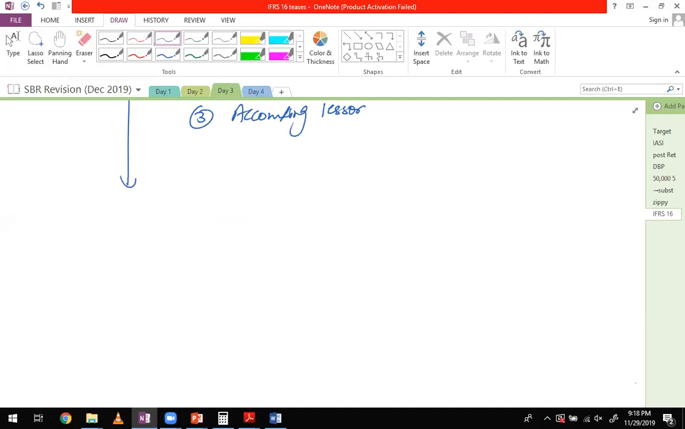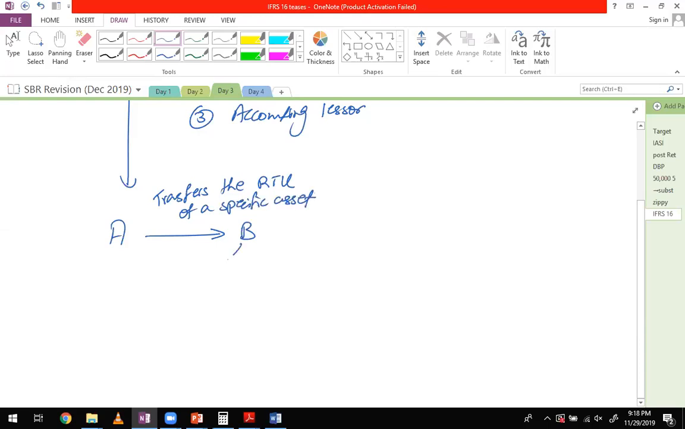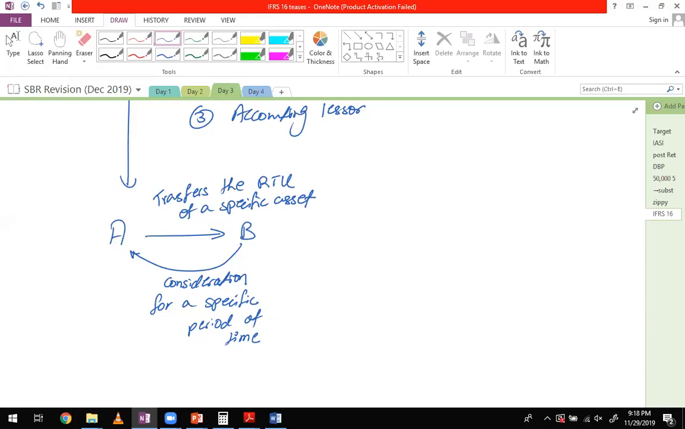Now, basically what exactly is a lease? A lease is a case where a company, let's say A, transfers the right to use of a specific asset to another entity in return for consideration for a specific period of time. This is what is called a lease contract, where one party transfers the right to use to another party for consideration.